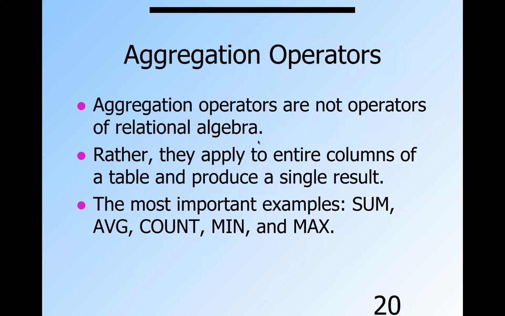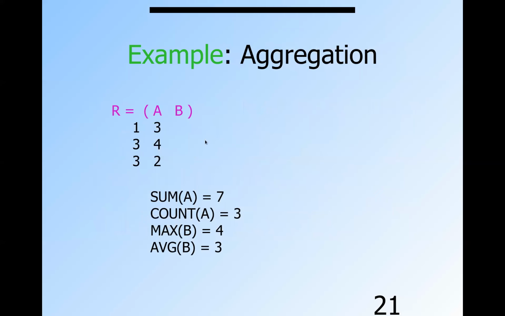Okay, sum. If I give you a bag of integers, can you sum them? Yeah, you can sum them. Can you make an average of them? Yeah. Can you count how many there are? Yes. Can you calculate the min and max values? Sure. So let's look at this. We have A and B here. If I go over every tuple and do a sum over A, I'm going to get 7. The count is 3, and then the max and the min. So it's pretty clear how that goes.